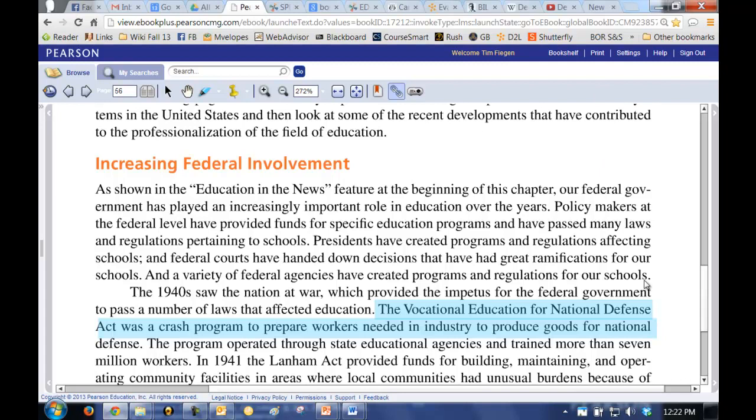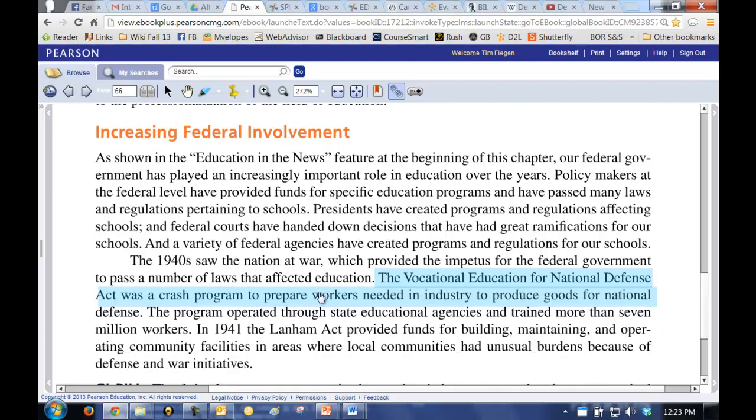Policymakers at the federal level have provided funds for specific education programs and have passed many laws and regulations pertaining to schools. Presidents have created programs and regulations affecting schools. The federal courts have handed down decisions that have had great ramifications for our schools, and a variety of federal agencies have created programs and regulations for our schools. So from the top down, we have given away the control of our schools. And what do we get out of it? We get money, and we're like prostitutes. If someone will give us money, we will gladly give control of our schools away.